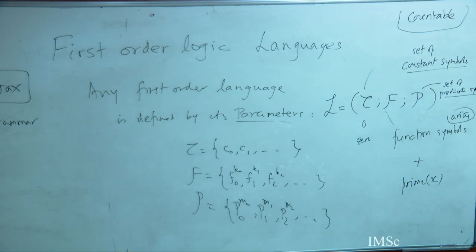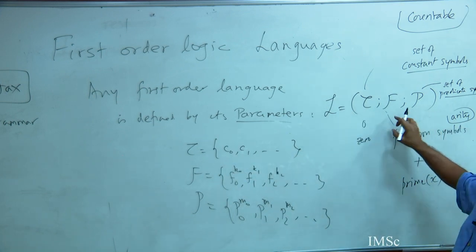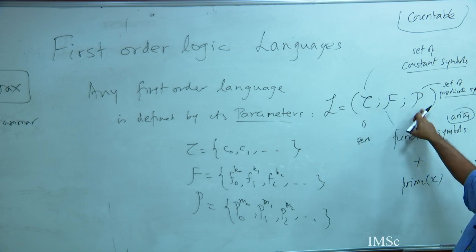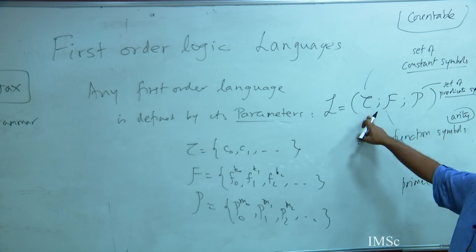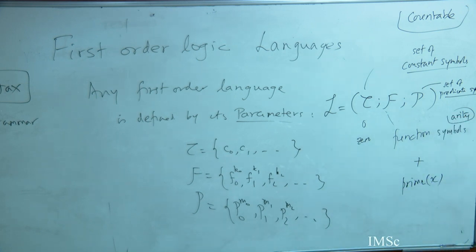So, sir, these parameters are defined for each language. Correct. When you say language of graphs, there are some languages which use some components of this C, some components of F. That's right. You remember, I put a dash here when I talked about the language of order. So this can be empty. I hope all of them are not empty, right? We will look at the empty language.